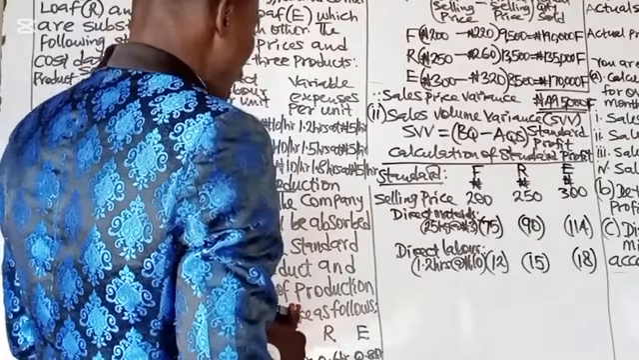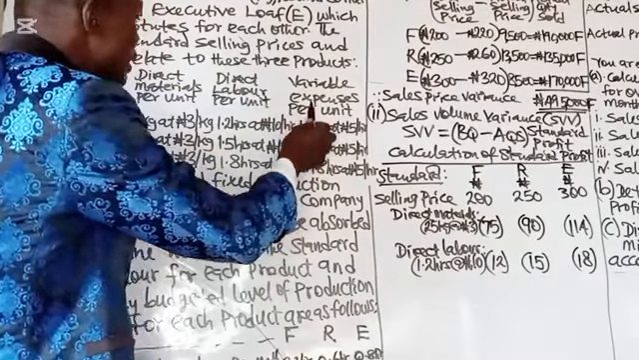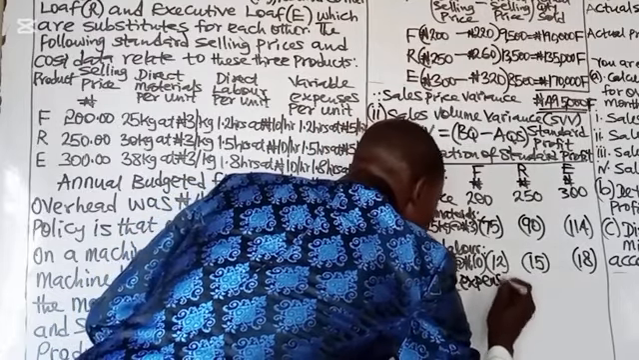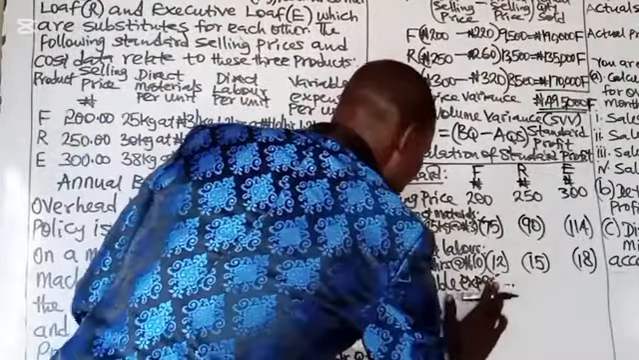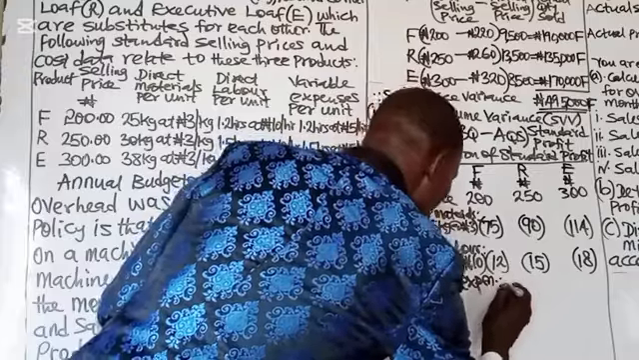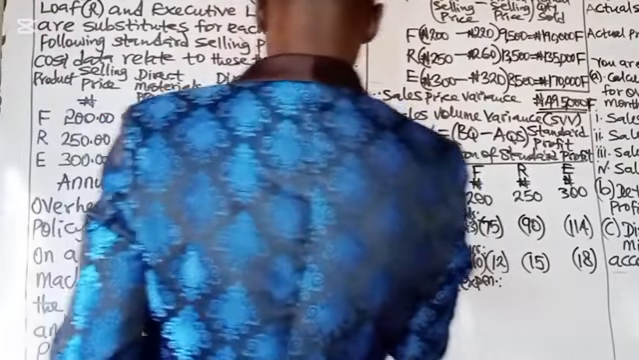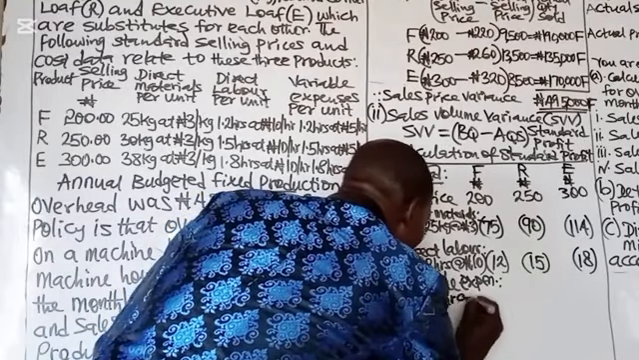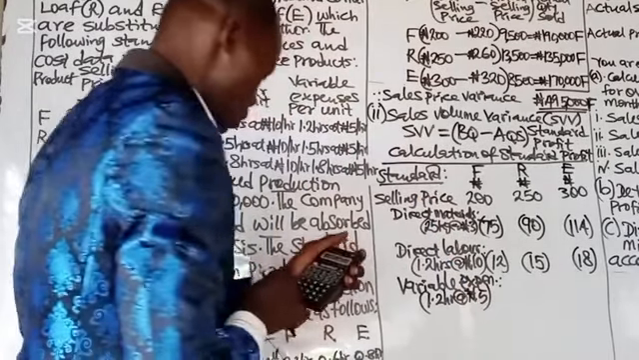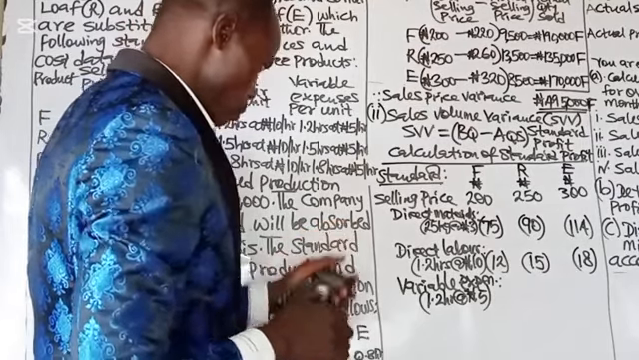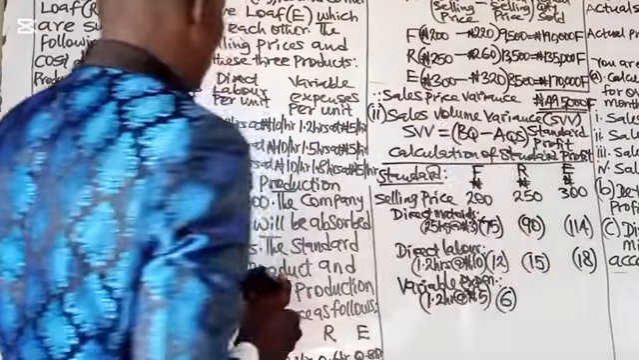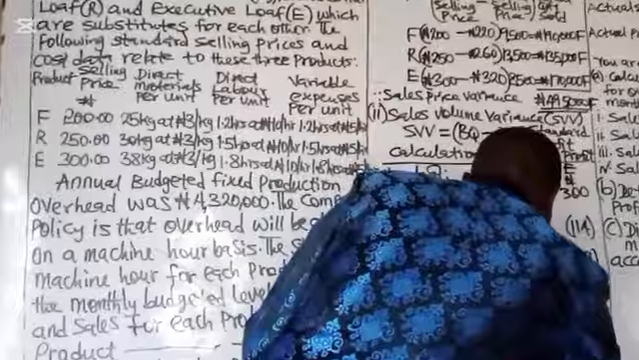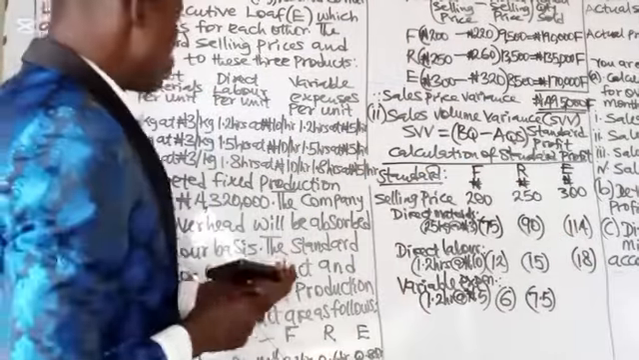Then, direct expenses. We have variable expenses, that is 1.2 hours at 5 naira per hour. 1.2 times 5, that will be 6 naira. Then 1.5 at 5 naira per hour. 1.5 times 5, that will be 7.5. Then 1.8 at 5 naira per hour.